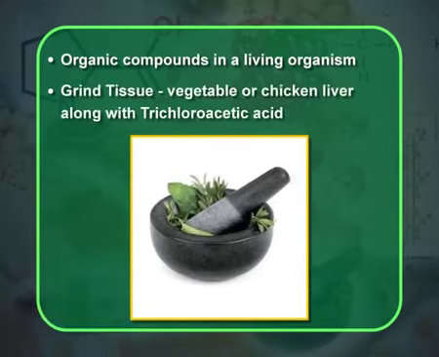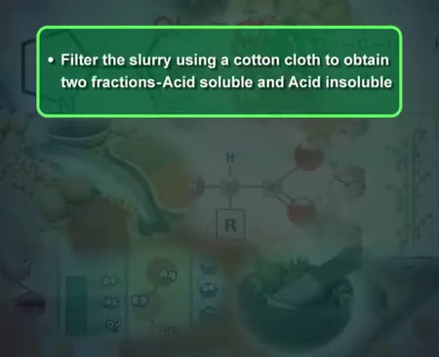We can take a tissue, let us say a vegetable or chicken liver, and grind it along with trichloroacetic acid. We can then filter the slurry using a cotton cloth to obtain two fractions, acid soluble and acid insoluble. These two fractions can then be studied separately. There are various techniques by which we can further extract and purify the individual compounds from the fractions.